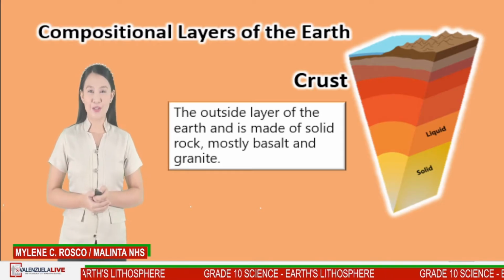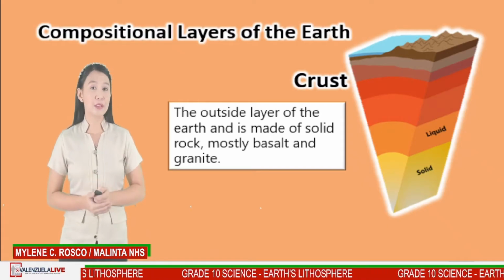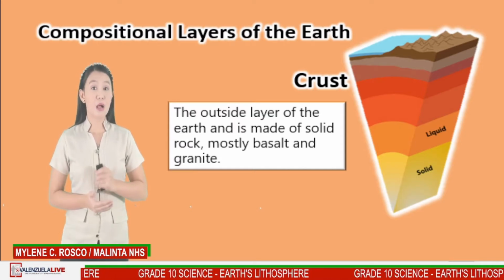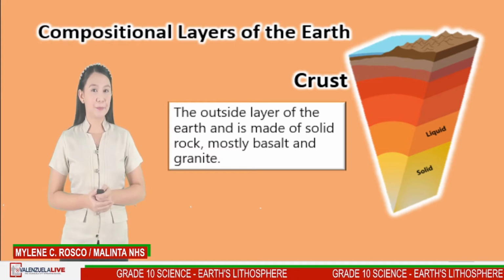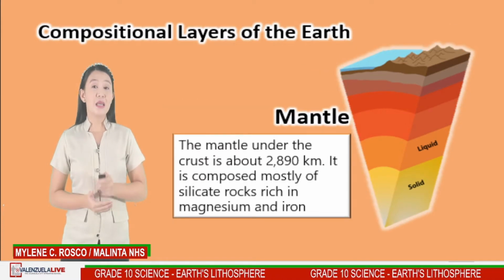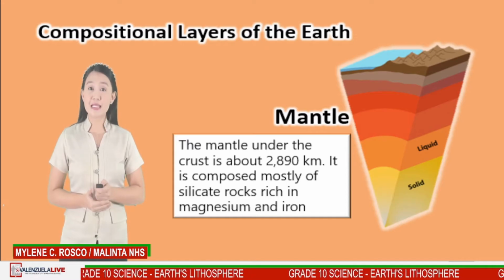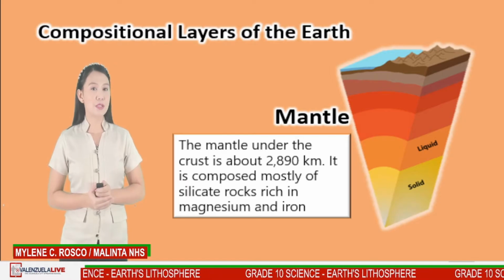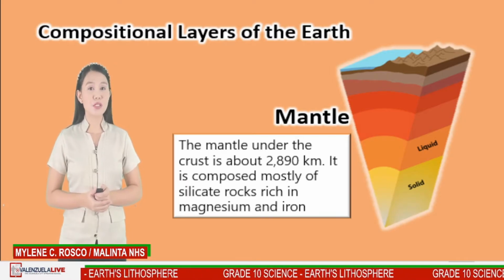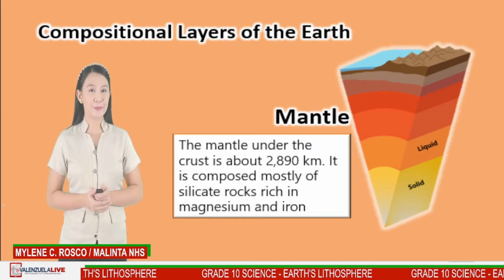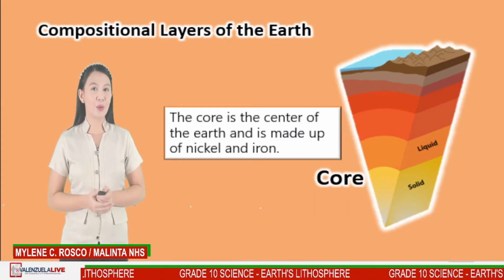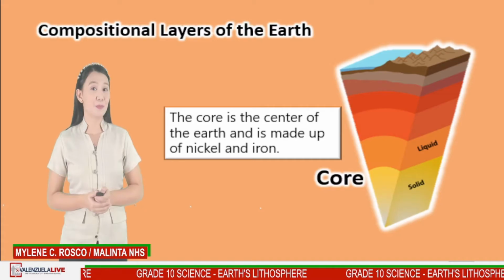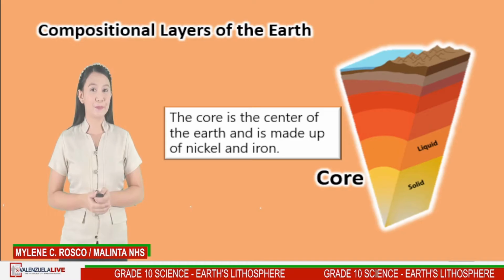Let's start with the Earth's crust. Crust is the outer side layer of the Earth and is made of solid rock, mostly basalt and granite. Next is the mantle. The mantle is under the crust and is about 2,890 kilometers. It is composed mostly of silicate rocks, which is rich in magnesium and iron. And last is core. The core is the center of the Earth and is made up of nickel and iron.